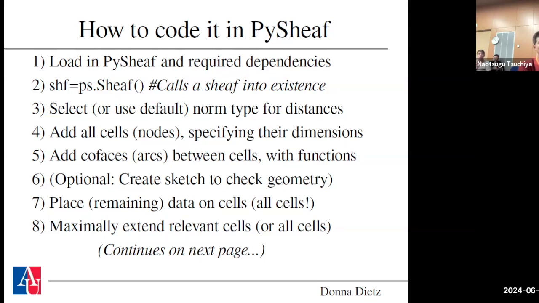Then you're going to use either a default norm or you're going to define the norm type. So for this example, we're using L2. We're going to square the differences and then add them together. So that's what we're going to be doing. Then we're going to add in all the cells into the model.